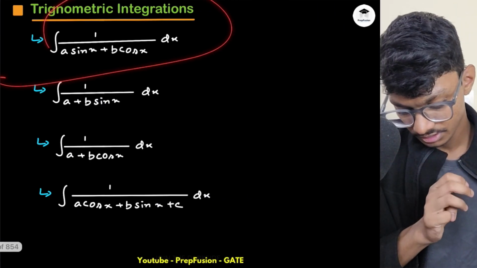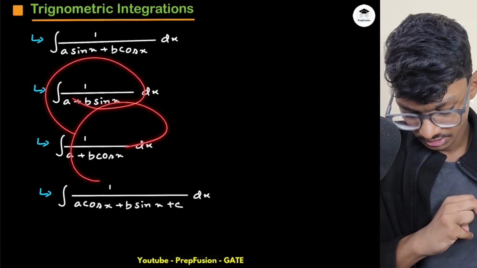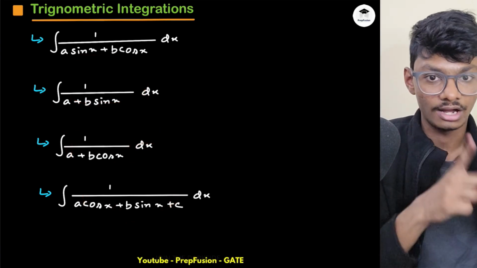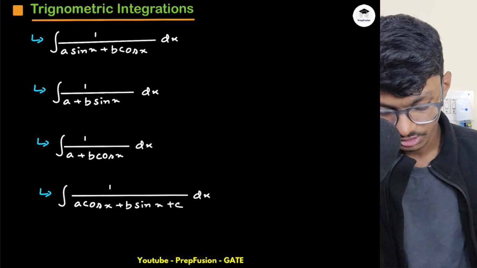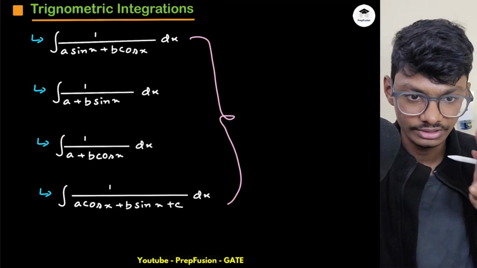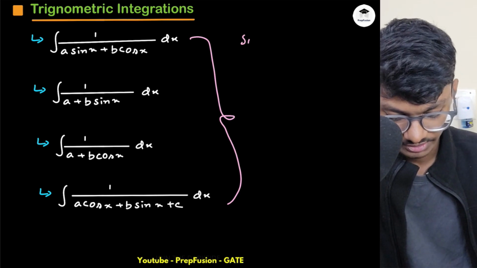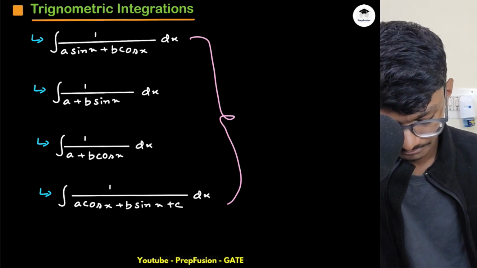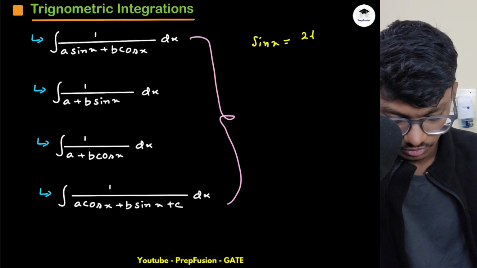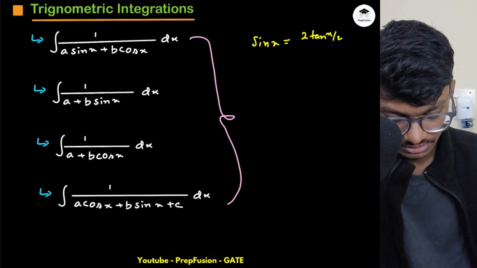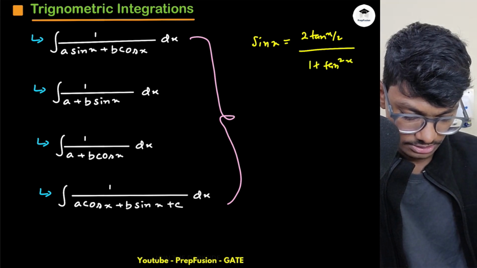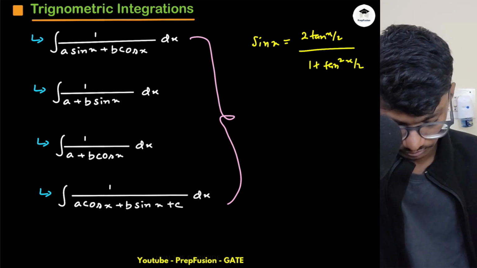Here again trigonometric integrations, so all these things are present. Here you will use a half angle formula. So what is the half angle formula? If you remember correctly, you will replace everything with tan x by 2. So sin x is equal to 2 tan x by 2 divided by 1 plus tan square x by 2.